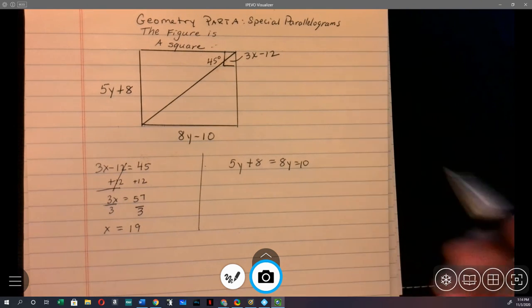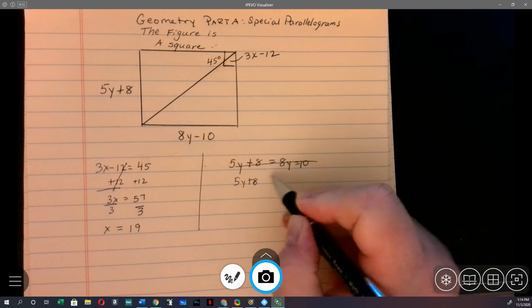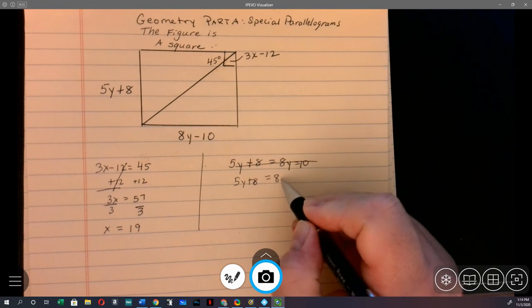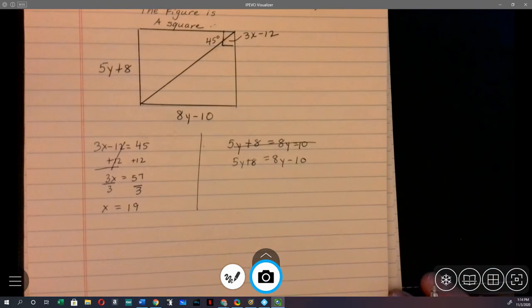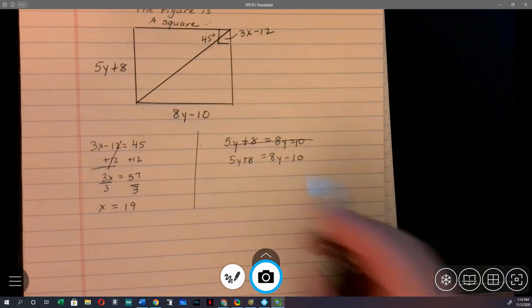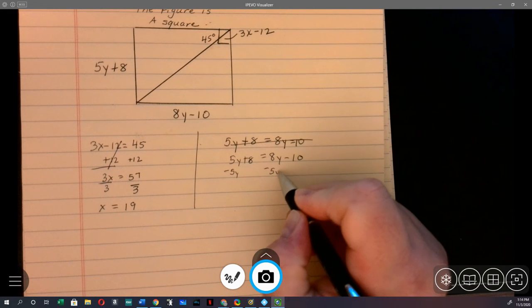And then it just becomes, let me rewrite that. 5y plus 8. That's what happens when you're looking at multiple screens. There we go. All right, so there's the equation. And now it's just a multi-step process to solve. I'm going to subtract 5y from each side because I like to move the smaller variable.